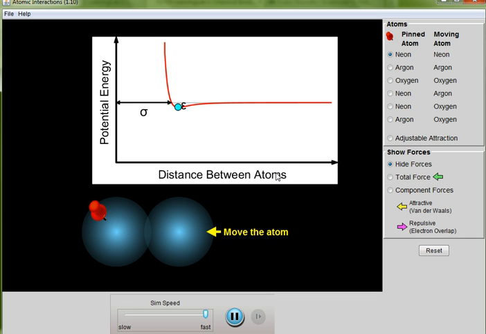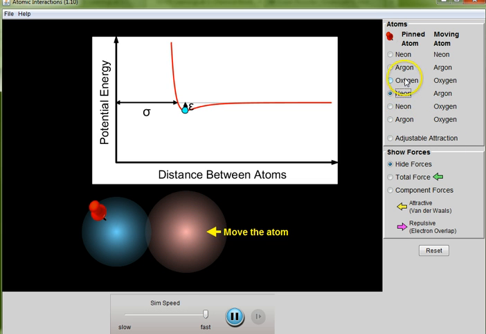Here you can select two different atoms. Right now we have selected neon as the two atoms. There are two neon atoms right here, and you can change them to argon or oxygen, or mix and match, so you can change to different atoms.